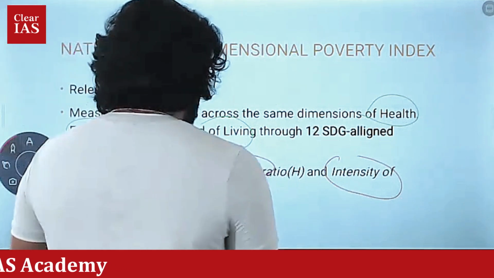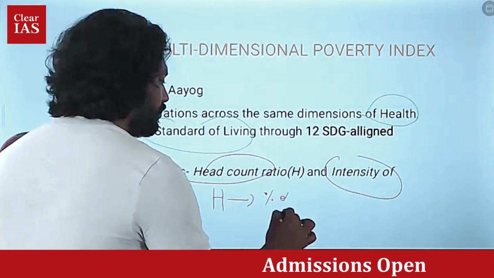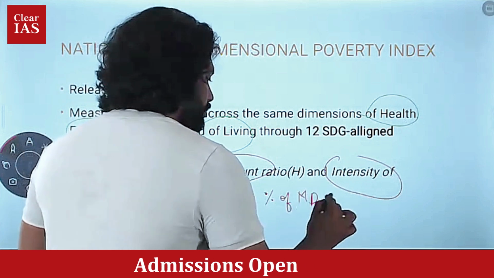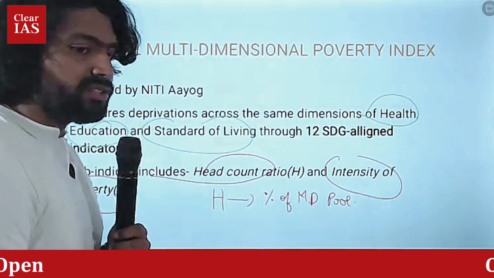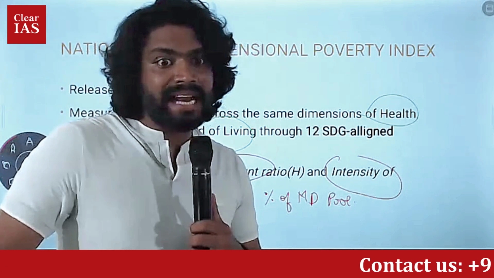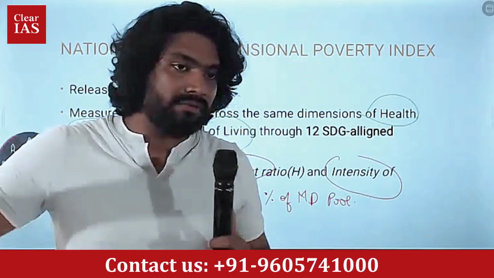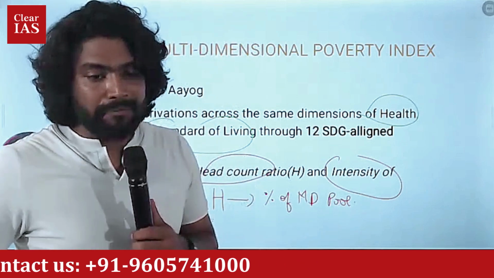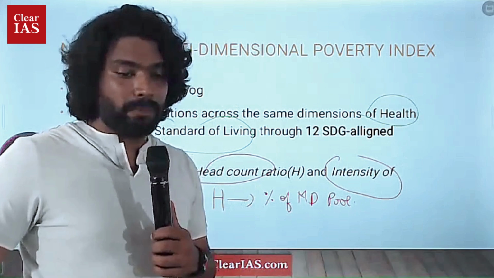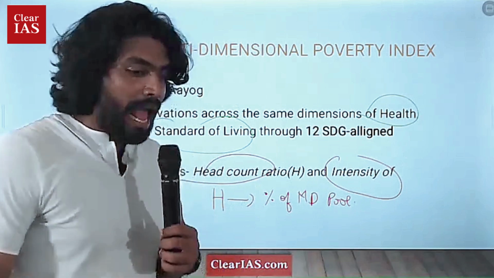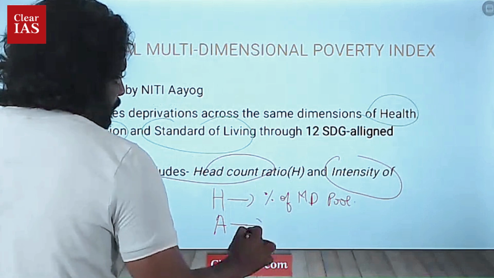Head count ratio, H, means the percentage of multidimensionally poor. Out of the total population, how much is multidimensionally poor? So we have a population of more than 140 crores, or 1.4 billion. Out of that, how much percentage is multidimensionally poor? This is head count ratio. And intensity of poverty, that is A, represented by A.